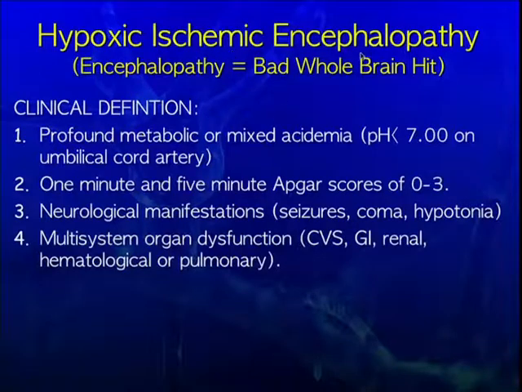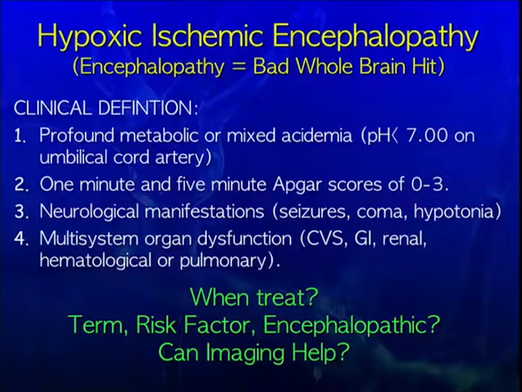This has become the classic definition of HIE, and often to start treatment, they have to meet many of these criteria. But there's been a growing controversy over who should be treated, when to treat, and do you just take term babies that have a risk factor and are encephalopathic and don't require pH or other organ involvement, and can imaging help to determine who should get treatment and who shouldn't? Right now it's all protocol based. Unlike, say, what is emerging in the stroke literature, we don't currently treat neonates based on brain state of injury. We treat based on criteria.